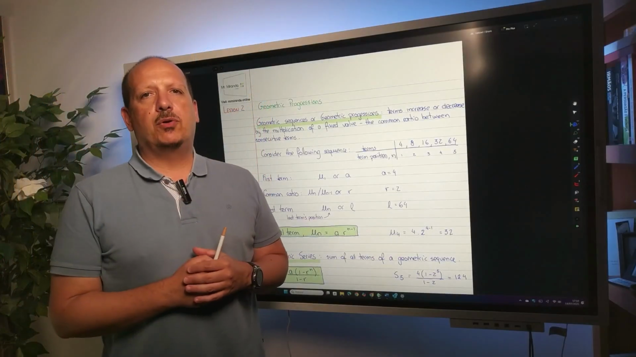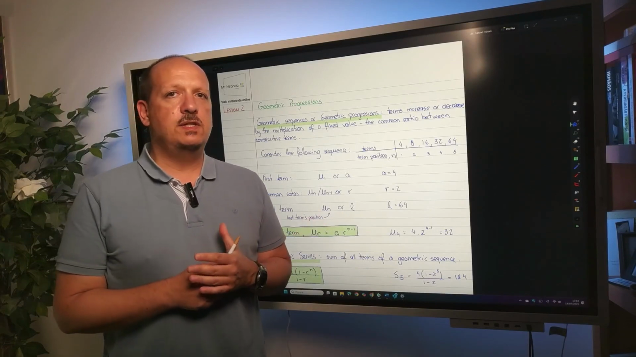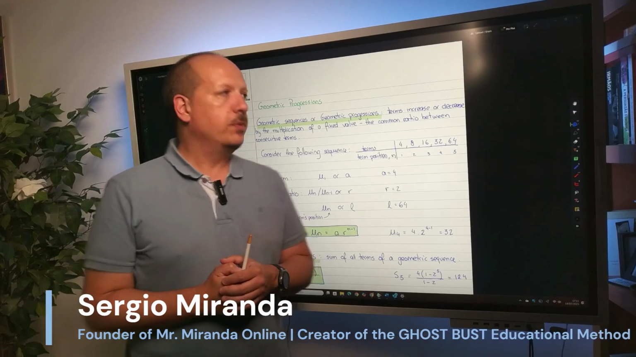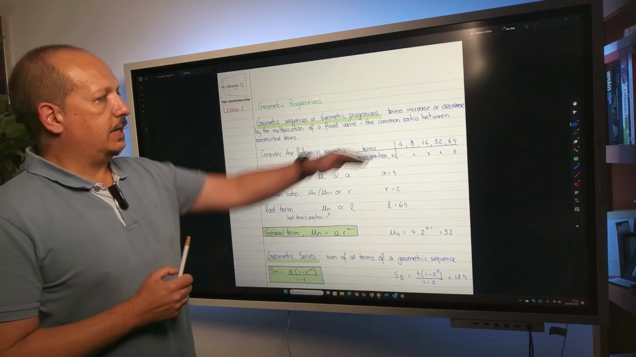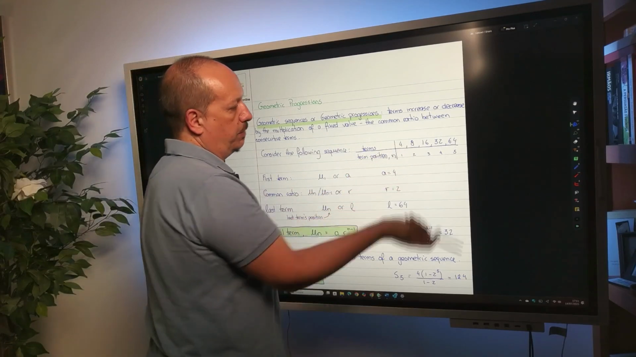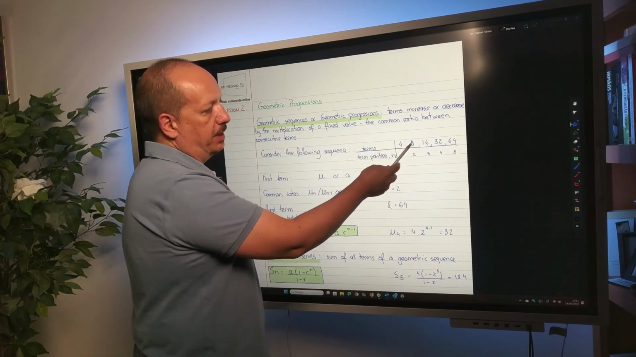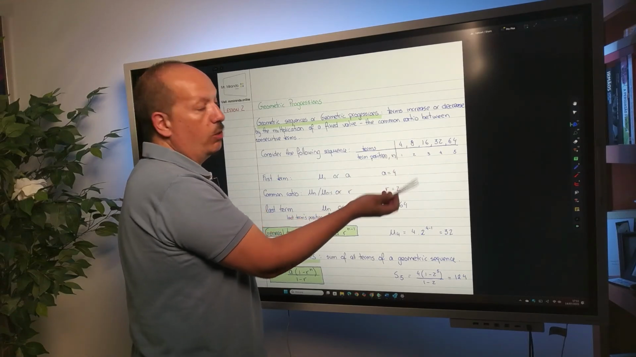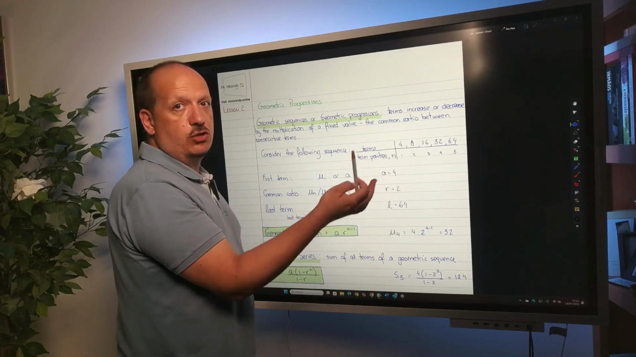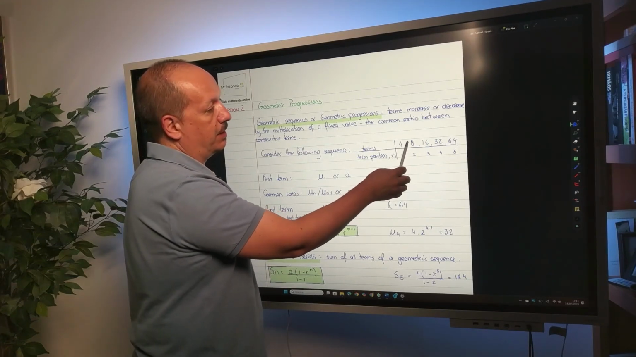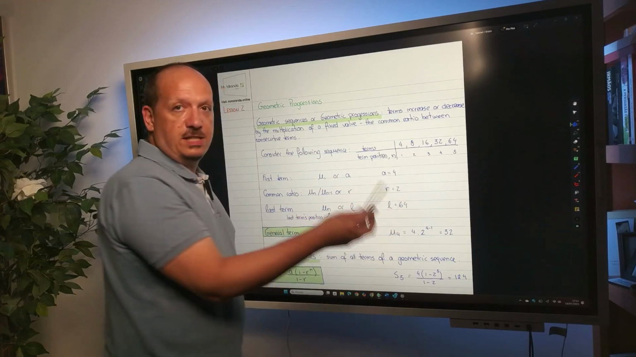If arithmetic progressions have a common difference, geometric progressions will have instead a common ratio. Look at this one over here. Here are the terms of this geometric progression, and what is happening. If you divide one term by its previous term, the ratio is going to be the same, it's going to be common. In this case, it's 2. 8 divided by 4 is 2, 16 divided by 8 is 2, 32 divided by 16 is 2, and so forth.